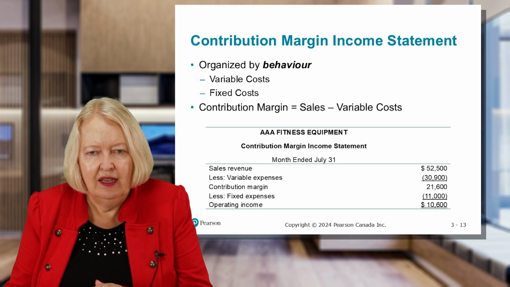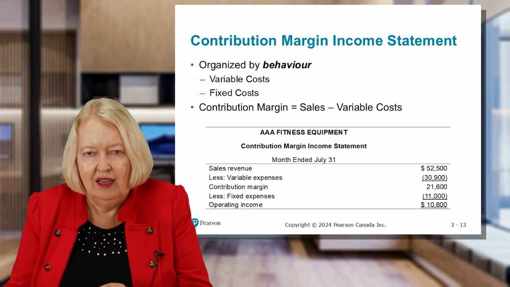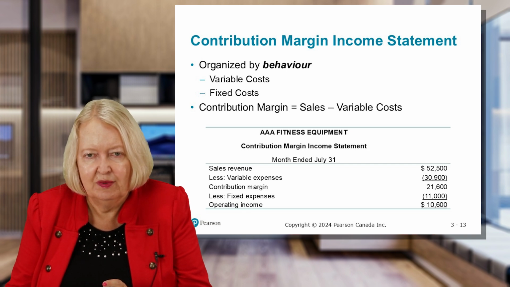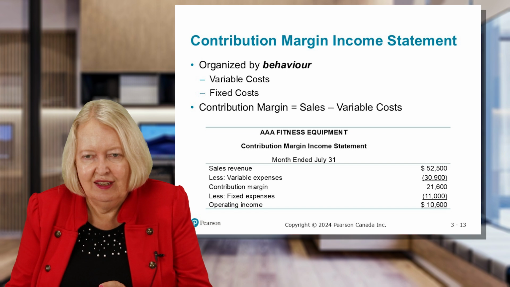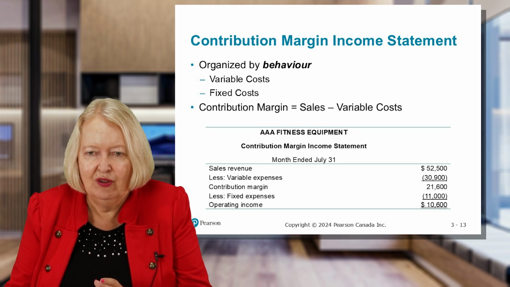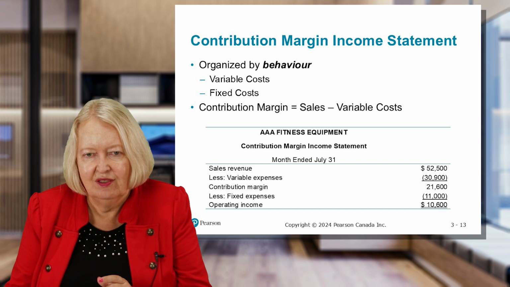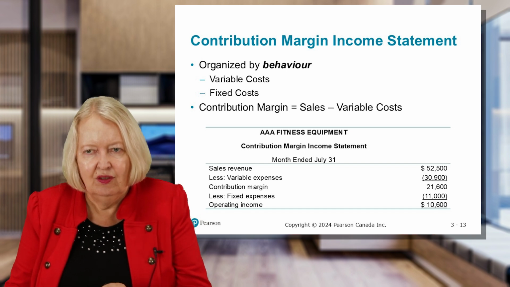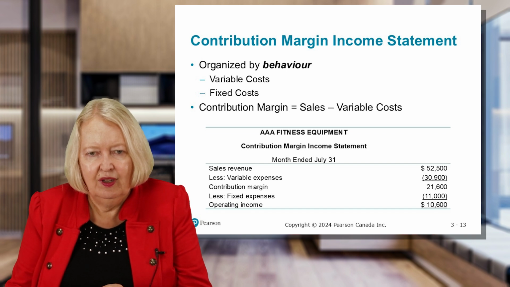So another way, other than the traditional way of displaying your income statement, is a contribution margin income statement. The sales don't change and the operating income stays the same. It's just how you're presenting the information. So in a contribution margin format, you have your sales revenue, less all your variable expenses, so that's your materials and your labor and your overhead. That gives you your contribution margin.